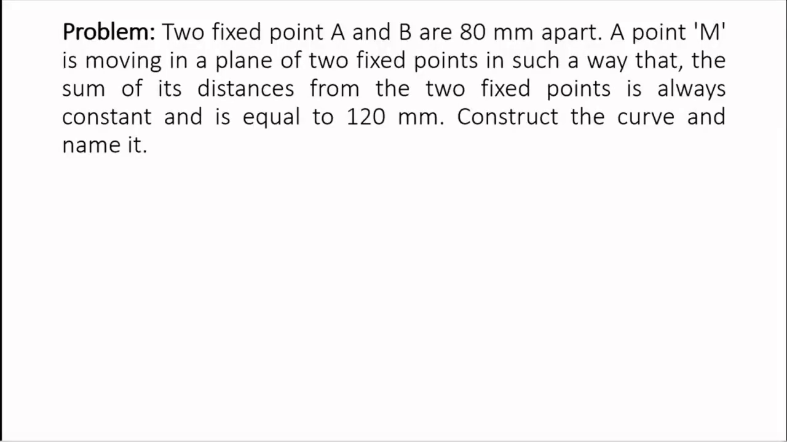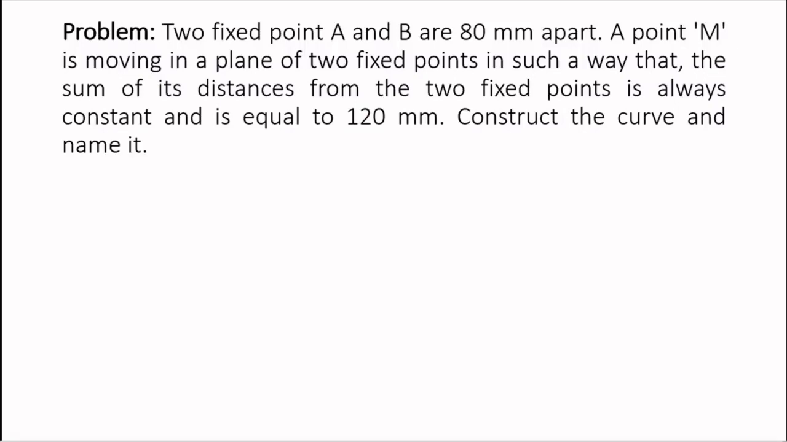A point is moving in a plane of the two fixed points in such a way that the sum of its distance from two fixed points is always constant and it is equal to 120 mm. You have to construct the curve and name it.